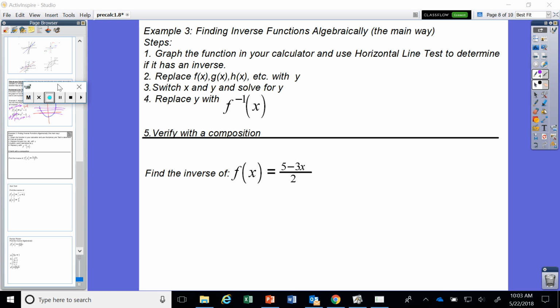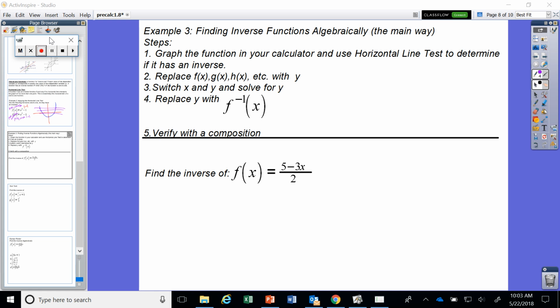Alright, ladies and gentlemen, so in this video we are going to start diving into how to find an inverse function algebraically. So that's our goal. Now that we've figured out what one-to-one functions are and used the horizontal line test, the goal is to algebraically show the inverse of a function. And I've created some steps for us to think about.